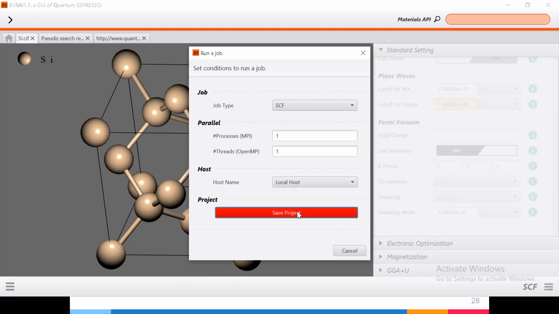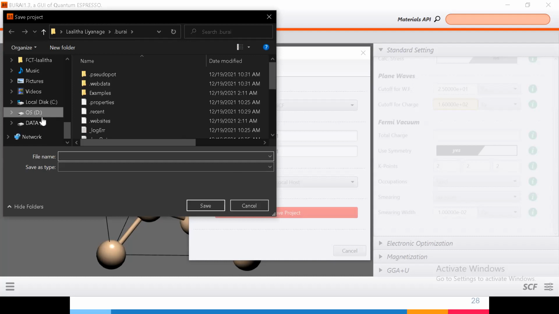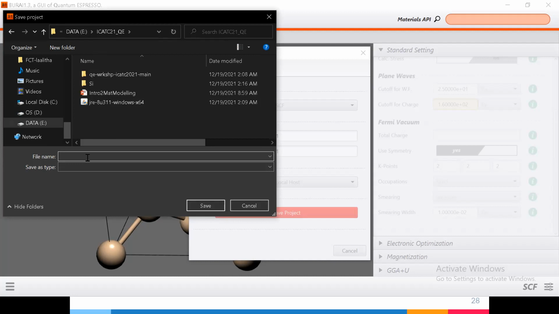And then it asks for a location to save. So I will give a location here. Oh, I have to give Si. I'll do two, just to say it's so. Okay, once you do that, it will start running.